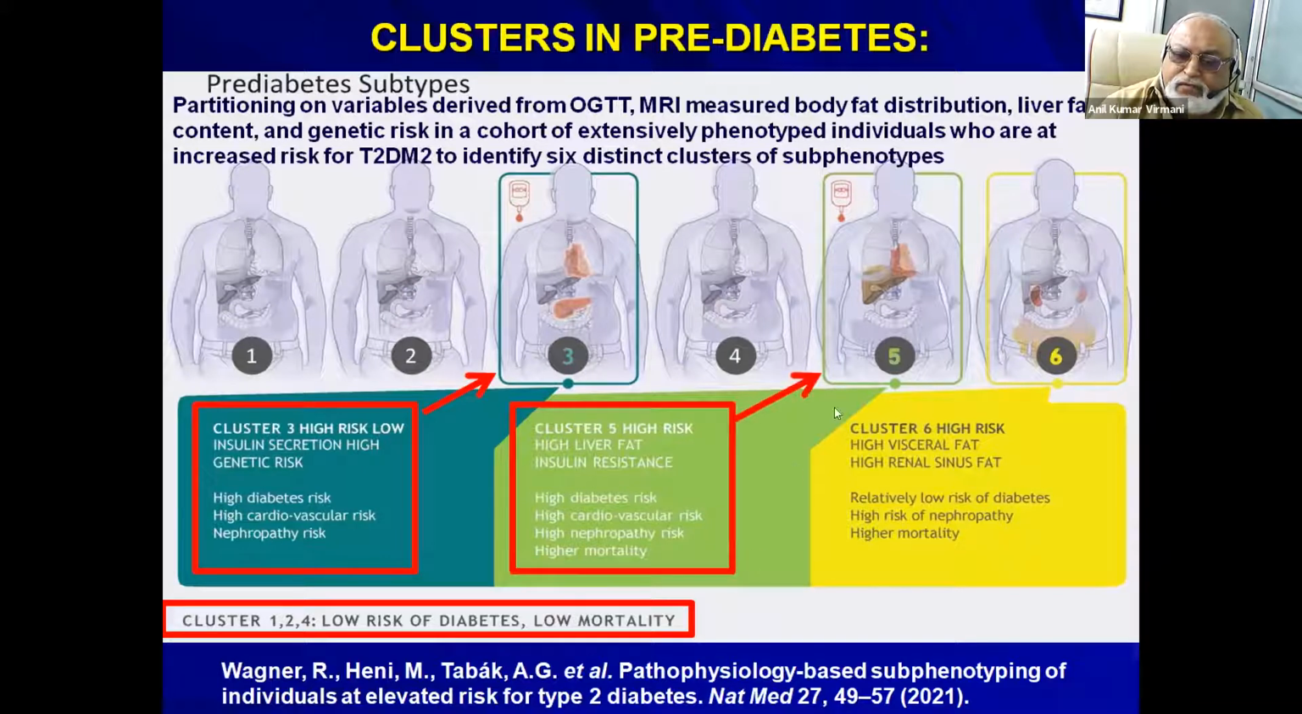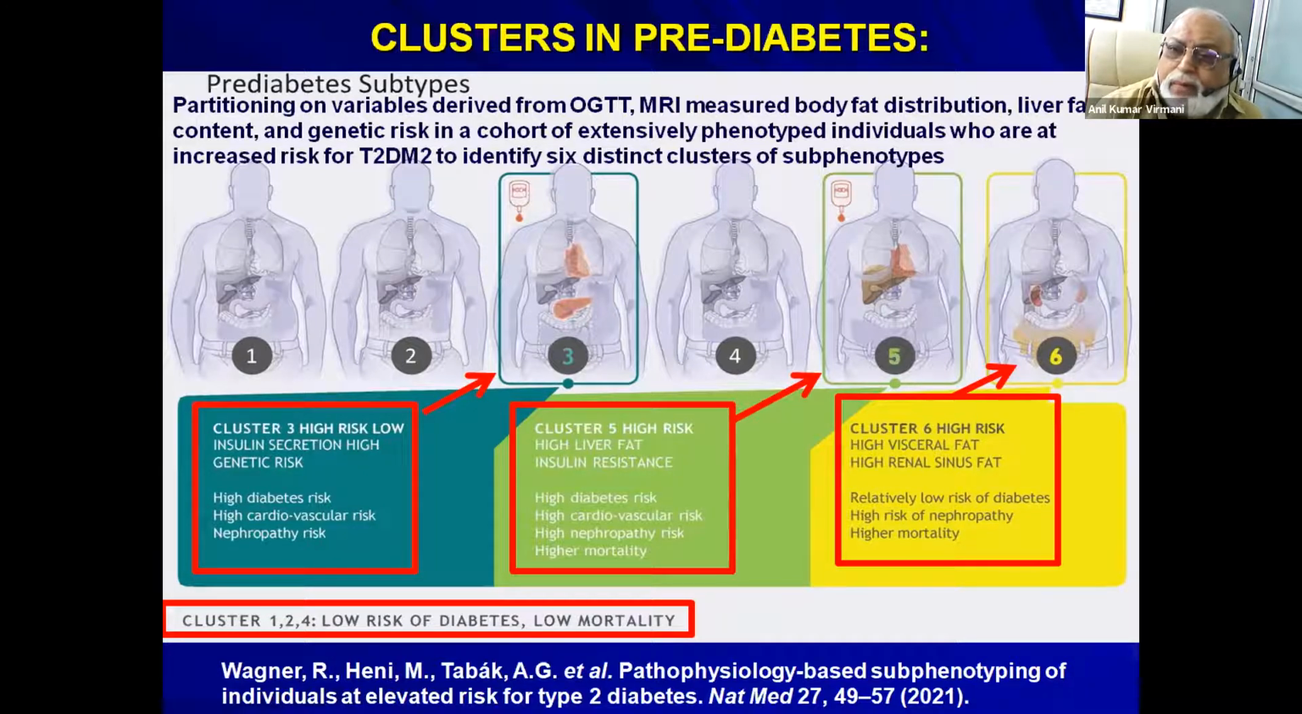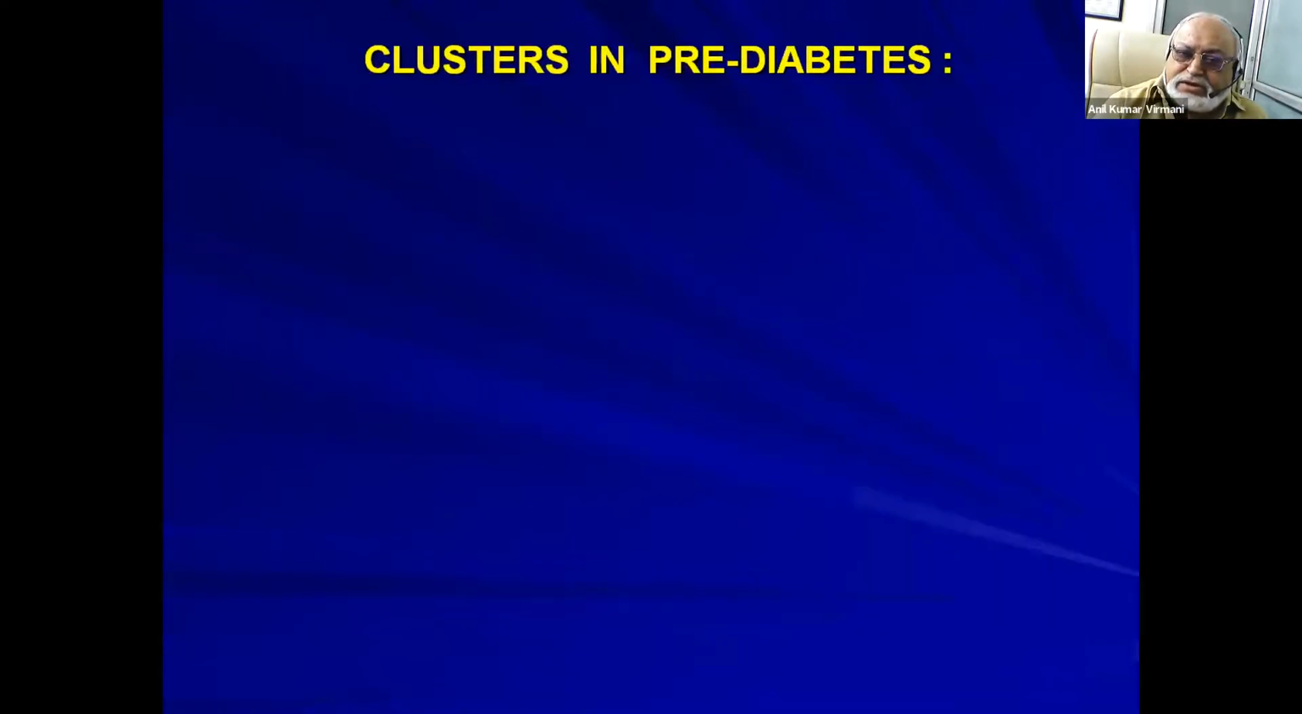When you look at cluster 5, they had again high risk, but they had a lot of liver fat and insulin resistance. So they had high cardiovascular risk, high nephropathic risk, and higher mortality. And cluster 6, again a high risk case, had higher visceral fat, high renal sinus fat. They had high risk of nephropathy, higher mortality, but surprisingly, their risk of progression to diabetes was very, very low. Perhaps they were genetically protected as far as the risk to develop diabetes was concerned.